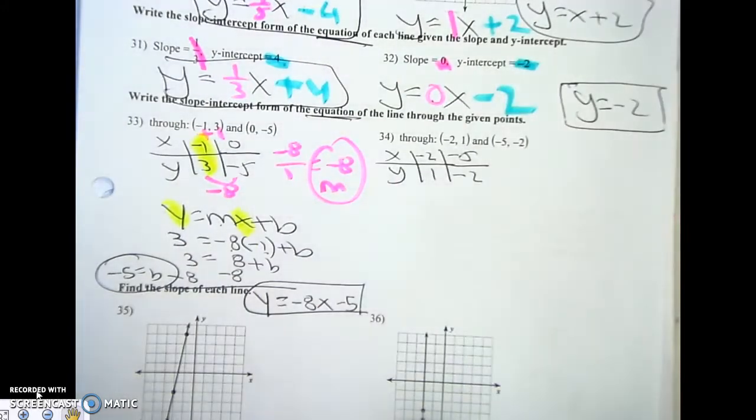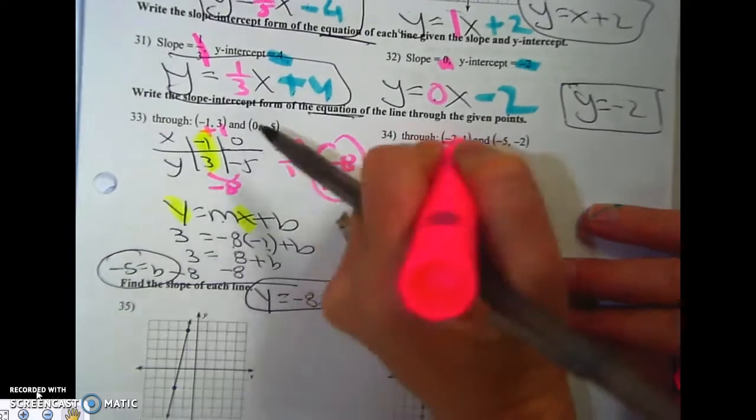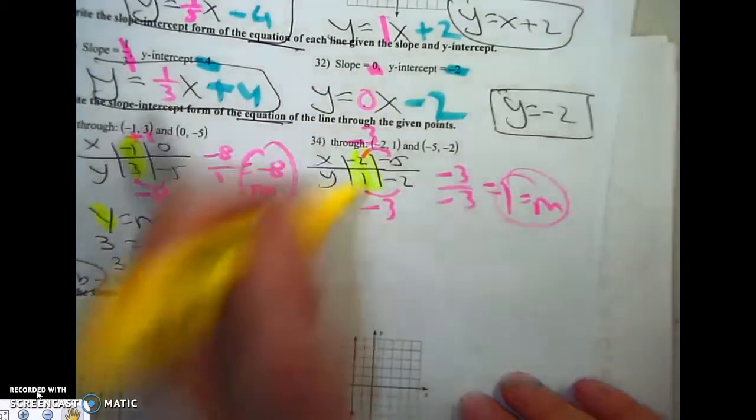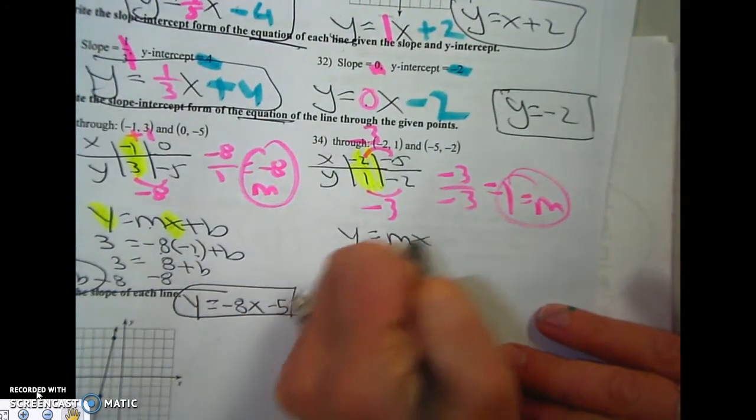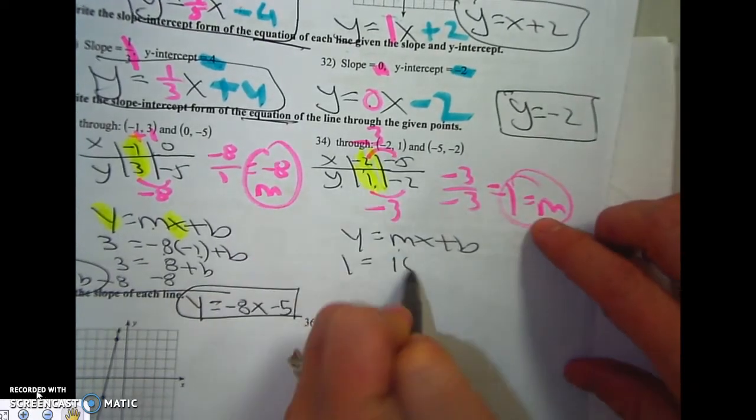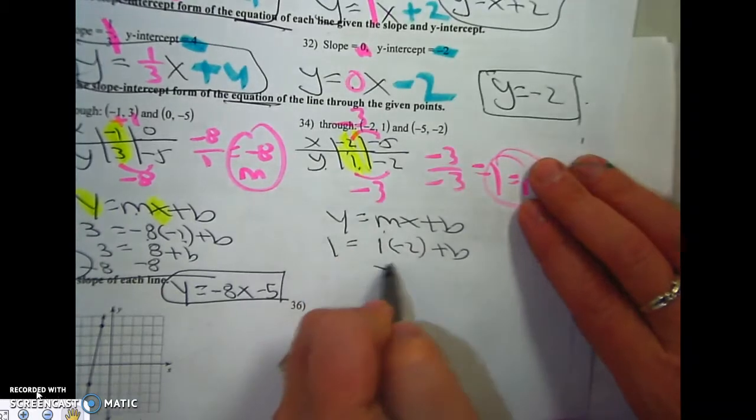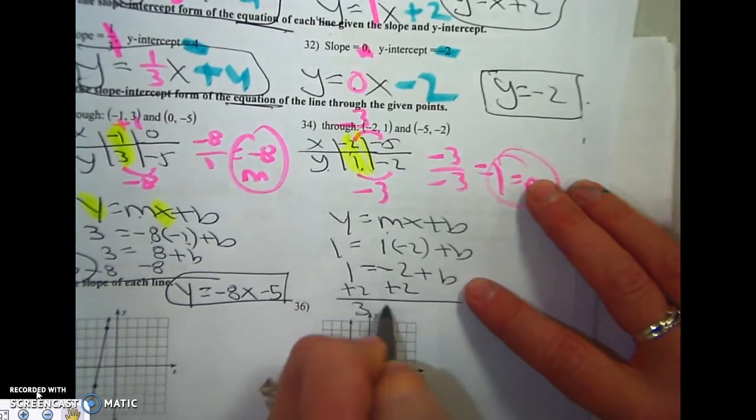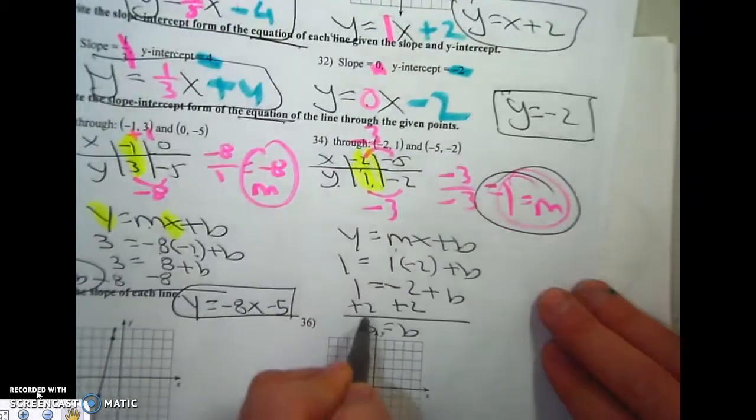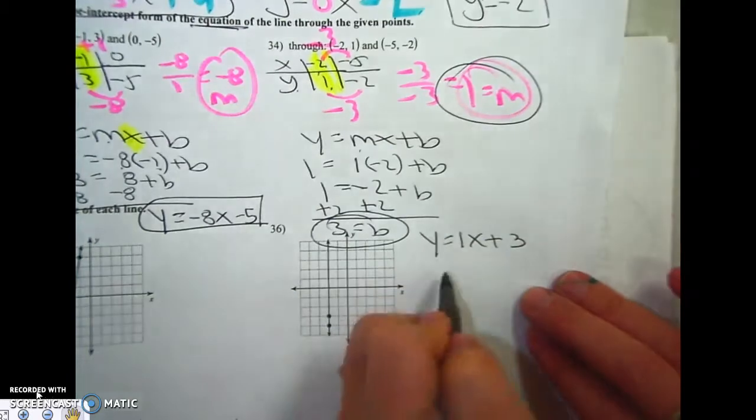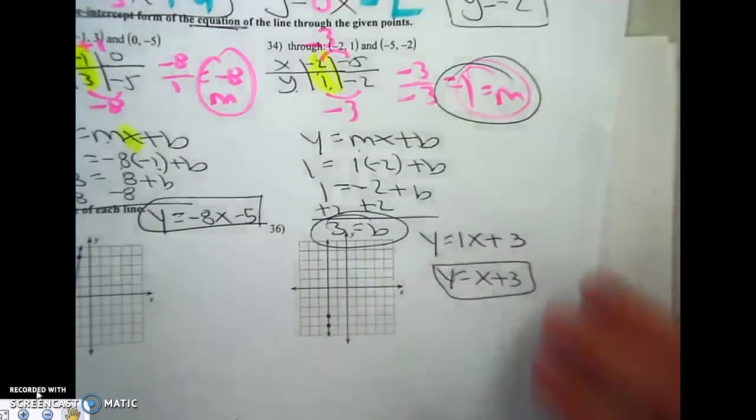Next one. Patterns are always in pink. Minus 3. Minus 3. Negative 3 over negative 3. That's 1. Got my m. Now, to use the first point, y equals mx plus b. My y is 1. My m is 1. And my x is negative 2. A positive times a negative is a negative. The opposite of negative 2 is positive 2. I got my b. I have my m. I have my b. Y equals 1x plus 3. But your multiple choice answer will say y equals x plus 3.